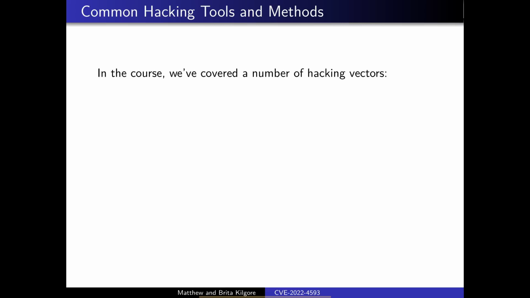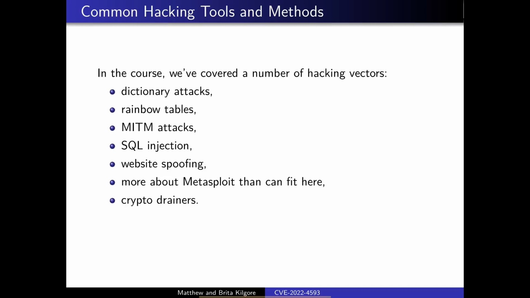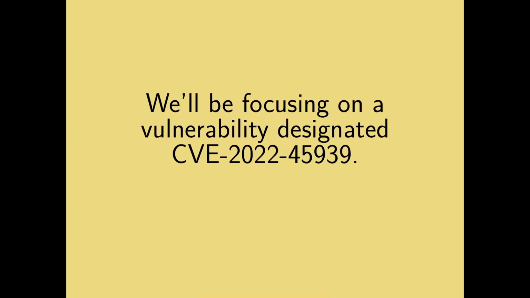In the course, we covered a number of hacking vectors: dictionary attacks, rainbow tables, man-in-the-middle attacks, SQL injection, website spoofing, more about Metasploit than can fit here, crypto drainers, and more. Let's ignore all of that. We'll be focusing on the vulnerability designated CVE-2022-45939.